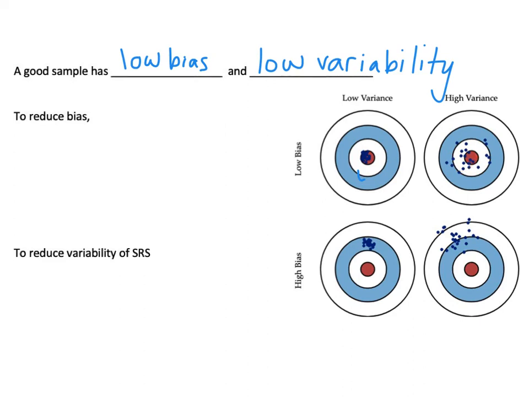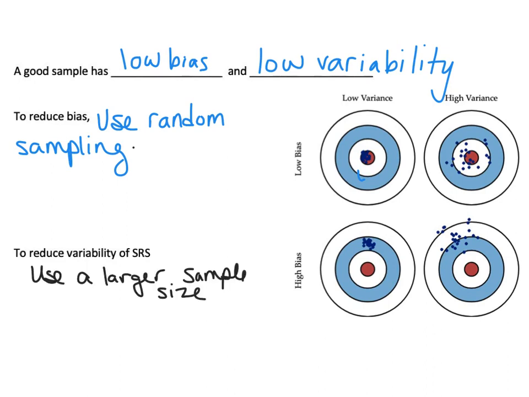Now, to reduce bias, what we do is we use random sampling. The values of the statistic from an SRS neither consistently under- nor overrepresent the population's parameter. Now, to reduce variability of a simple random sample, you should use a larger sample size. When we really get into inference, we'll talk about how big is big enough. But of course, the problem is a larger sample size is more expensive, right? It takes more resources, so it's just more challenging to do.